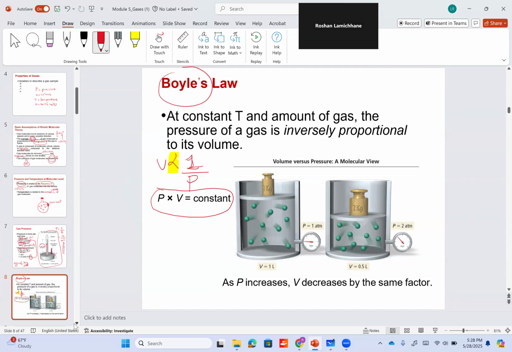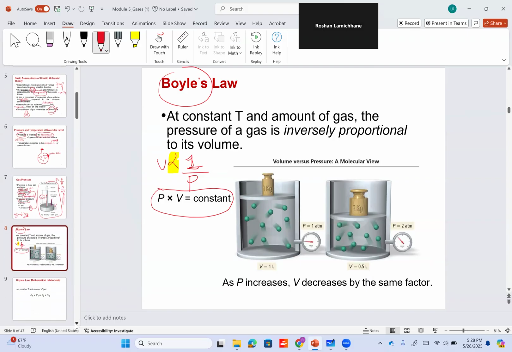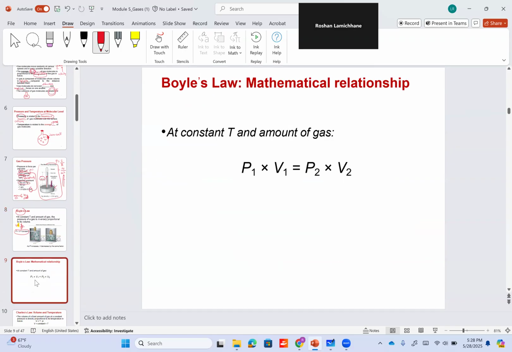All right, P times V equals a constant. And we can even derive this mathematical relationship whenever we are talking about different conditions, right? So P1 V1 equals P2 V2, where the subscript 1 is telling you that's the initial condition, and 2 is the final condition, right? And that is why some textbooks write it as Pi times Vi equals Pf times Vf as well, right?